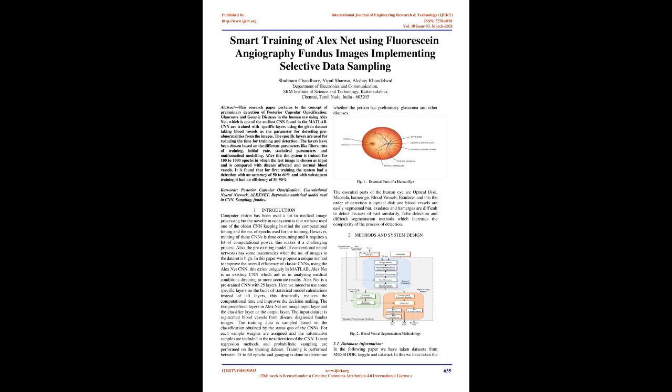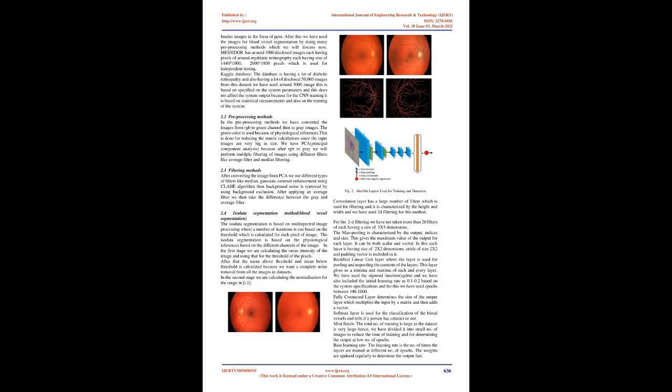CNN. This exists uniquely in MATLAB. AlexNet is an existing CNN which aids us in analyzing medical conditions, leading to more accurate results. AlexNet is a pre-trained CNN with 25 layers. Here we intend to use some specific layers on the basis of statistical model calculations instead of all layers. This drastically reduces the computational time and improves the decision making. The two predefined layers in AlexNet are the image input layer and the classifier layer or the output layer.